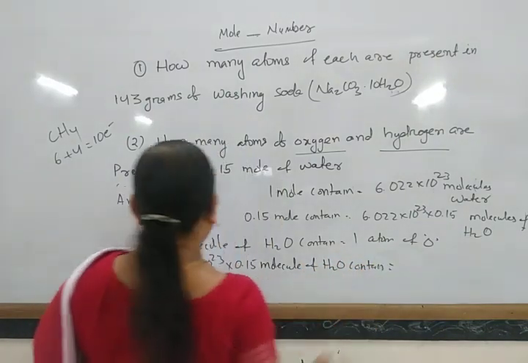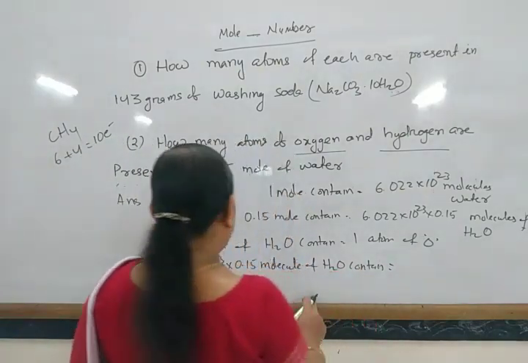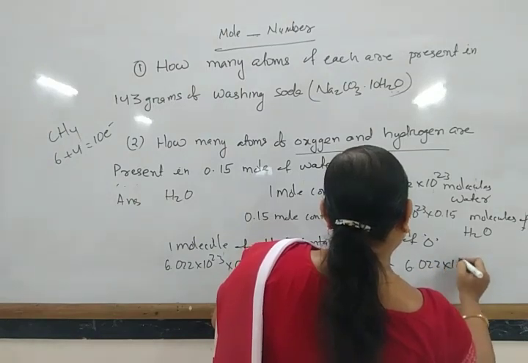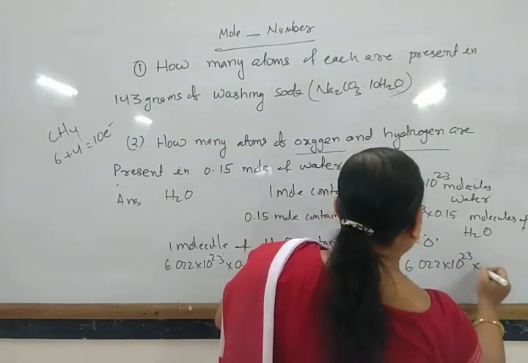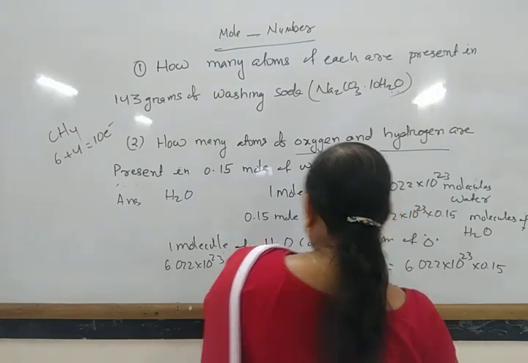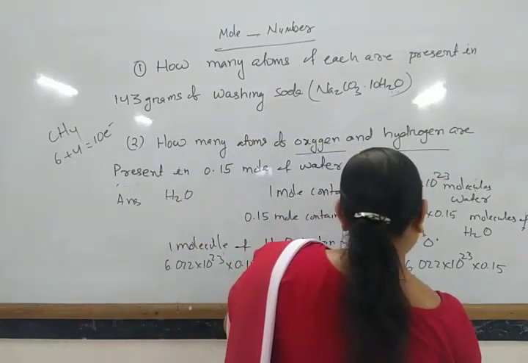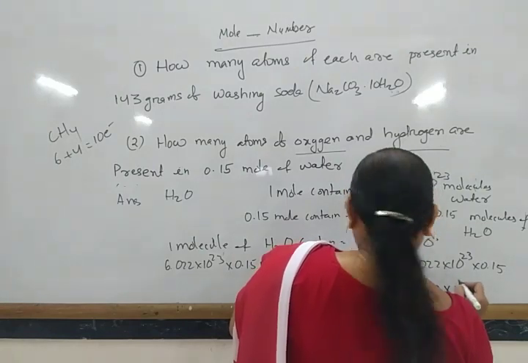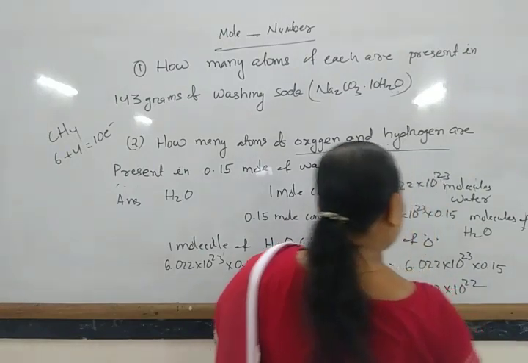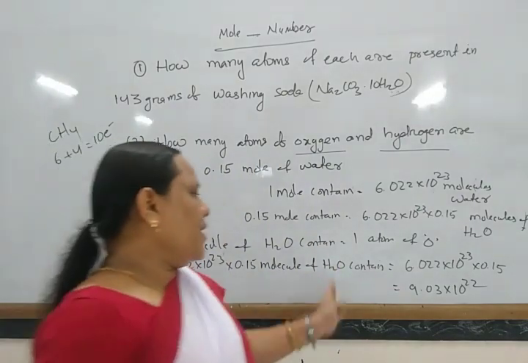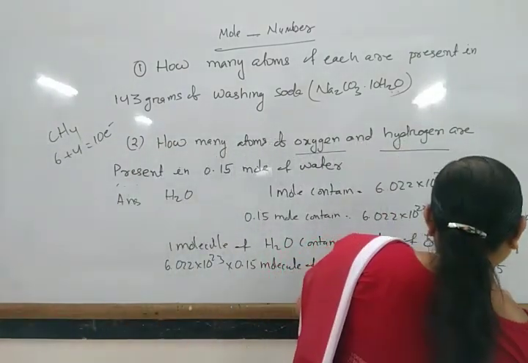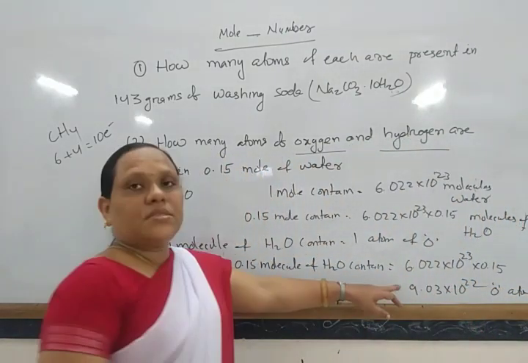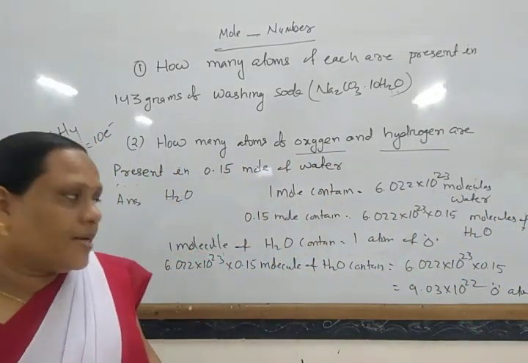So 1 molecule of water contains 1 atom of oxygen. So 6.022 × 10^23 into 0.15, the answer is 9.03 × 10^22. So just multiply, that contains that many number of oxygen atoms.